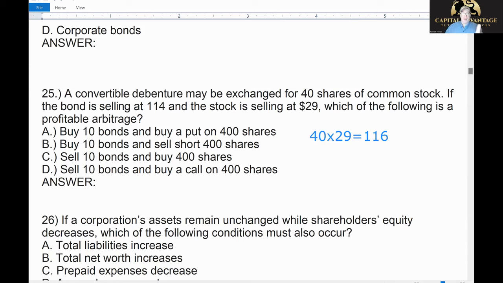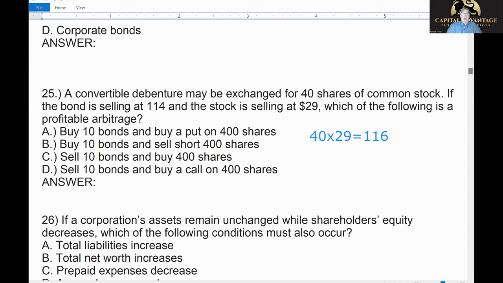I'm going to buy the bonds. In this case, I'll buy 10 bonds for however much money that is, 10 times 1140, but let's just say one. I will buy one bond at 114. And then at the exact same time, I will sell short the shares, 40 shares of common at 29, and get 116 or 1160.